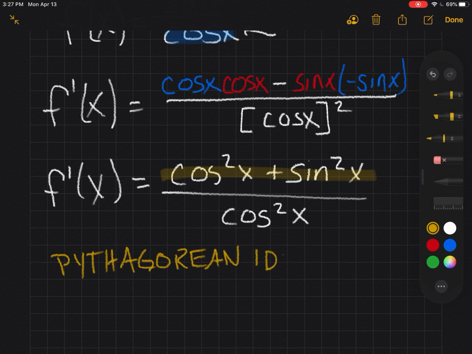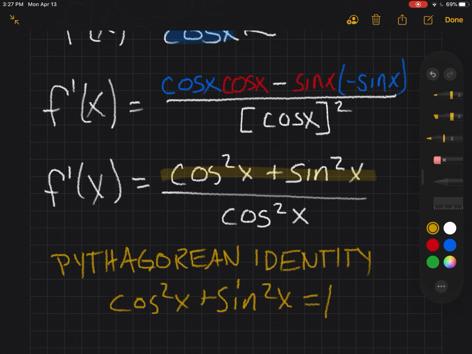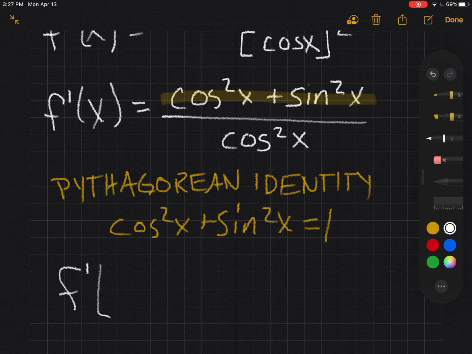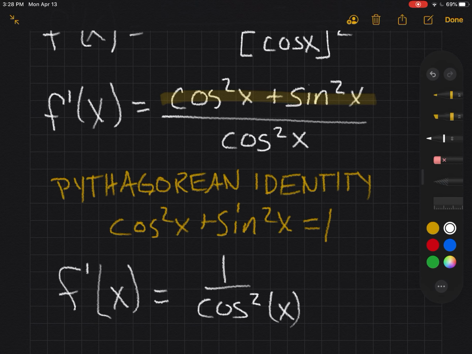So I want to call your attention to something here. Cosine squared x and sine squared x. We have from our trig classes this identity. It's called the Pythagorean. It's one of three Pythagorean identities. And it says that cosine squared of x plus sine squared of x is equal to 1. So I'm going to do a substitution there and make that equal to 1. We have f prime of x is equal to 1 over cosine squared of x.